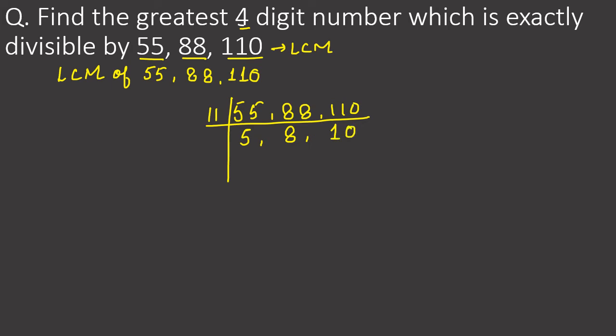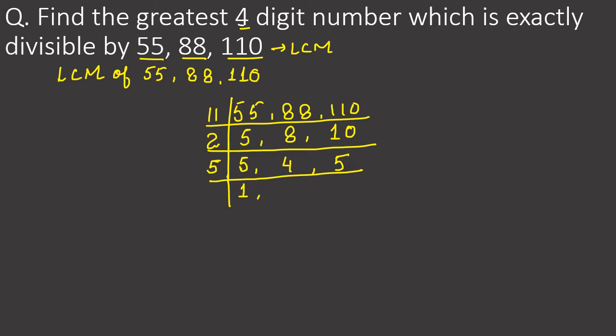Now 8 and 10 both are divisible by 2. So take 2 now and divide the numbers by 2. Write 5 as it is. 2 fours are 8 and 2 fives are 10. Now 5 is common here, so write 5 and divide the numbers by 5.